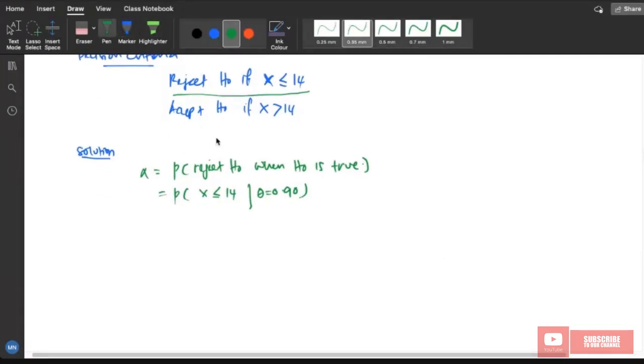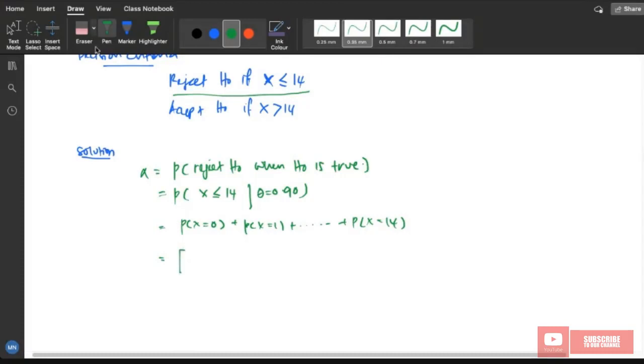So we already know this distribution is based on binomial distribution. So probability of x equal to 0 plus probability of x equal to 1 plus until probability of x equal to 14, right? So this is the probability that we want to find. We can find it using manual calculation or using table. Let's look at how to use manual calculation.